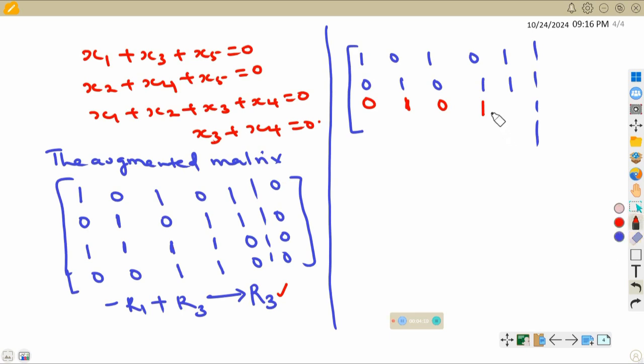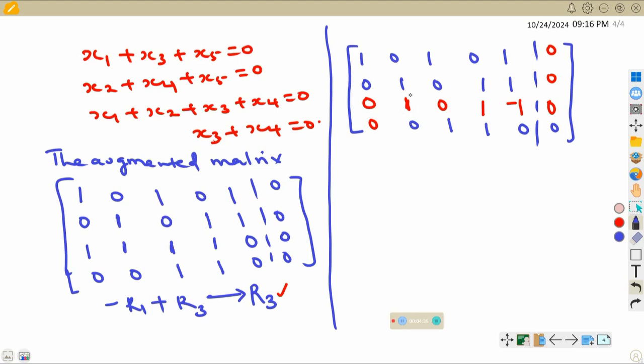So we shall be able to get here negative 1. We are getting negative of this plus this. This is negative 1. So we shall have 0, 0, 0 here. So the last one is 0. The last one is 0, 0, 1, 1, 0, again 0. So we shall have that.